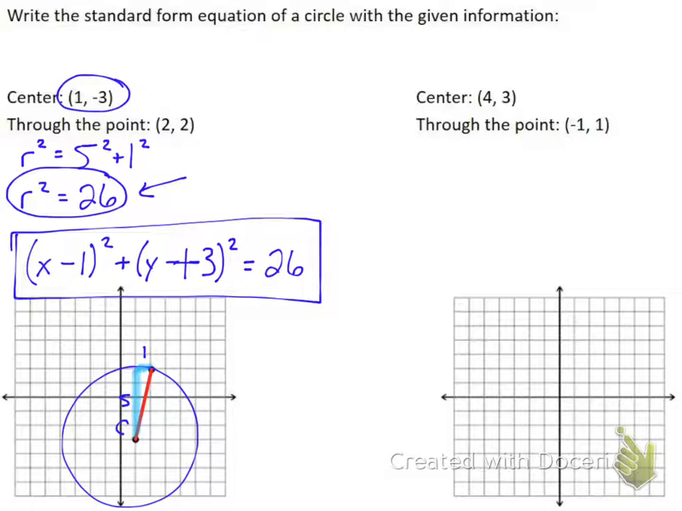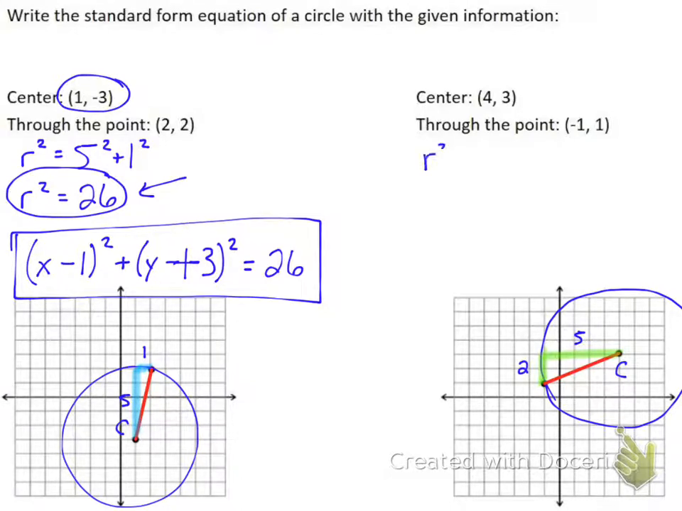I'm going to graph my points, so 4, 3, and then negative 1, positive 1. Again, this is going to be the center of my circle, so if I graph it approximately, it would be something like this. And I want to find out what my radius is here. So again, I can turn it into a horizontal and vertical component. 1, 2, 3, 4, it's 5 to the left and 2 down.